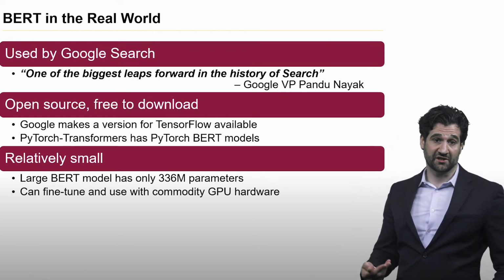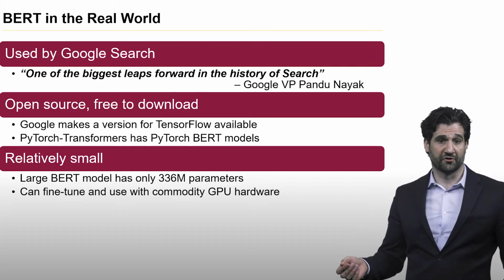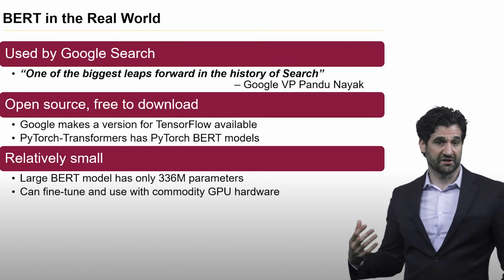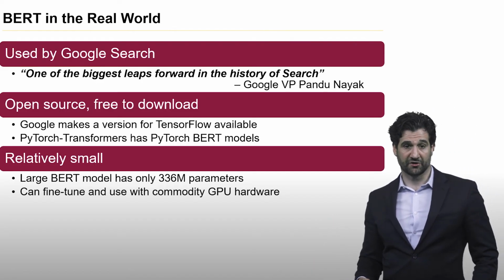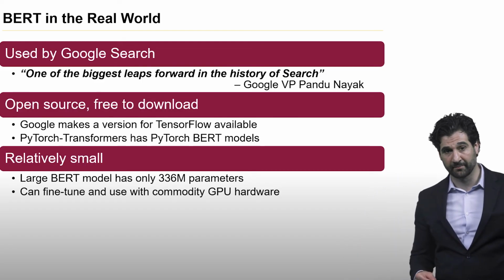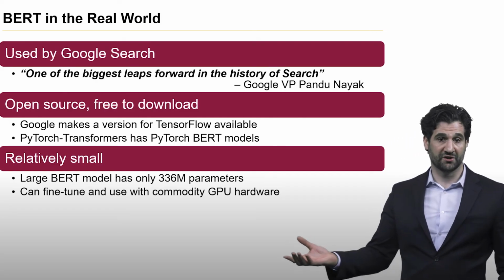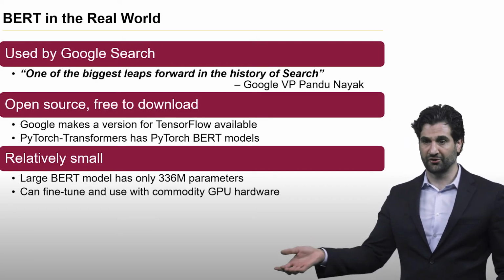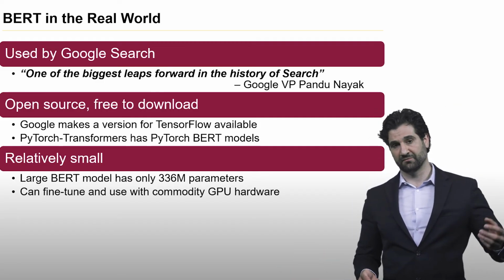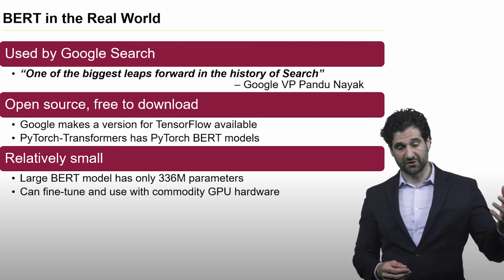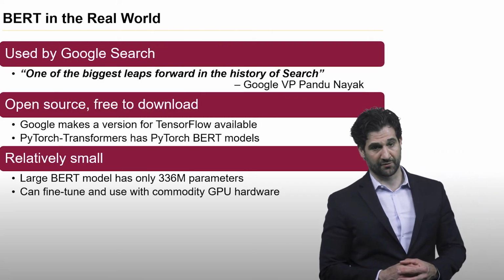BERT has been very successfully deployed for many years now. One of the main applications has been improvements in Google search. Google has said that this was one of the biggest leaps forward in the history of search at the time of its release in the 2018-2019 timeframe. It's open source and free to download, so if you're interested, the Google version for TensorFlow is available. Google is also the company that makes TensorFlow. However, there are PyTorch variants, and Meta is the company that makes PyTorch. You can get the PyTorch version also for free in a package called PyTorch Transformer.